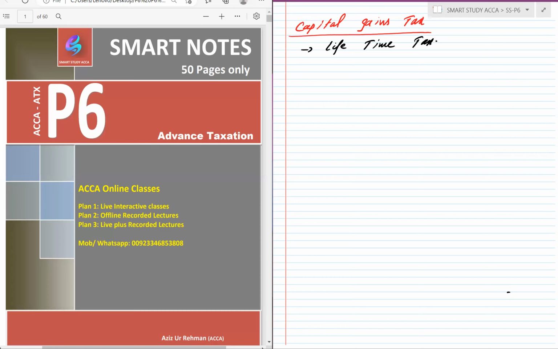If in your exams it is mentioned in the question that an individual has transferred an asset after his death, it means only IHT will be applicable, CGT is not applicable.